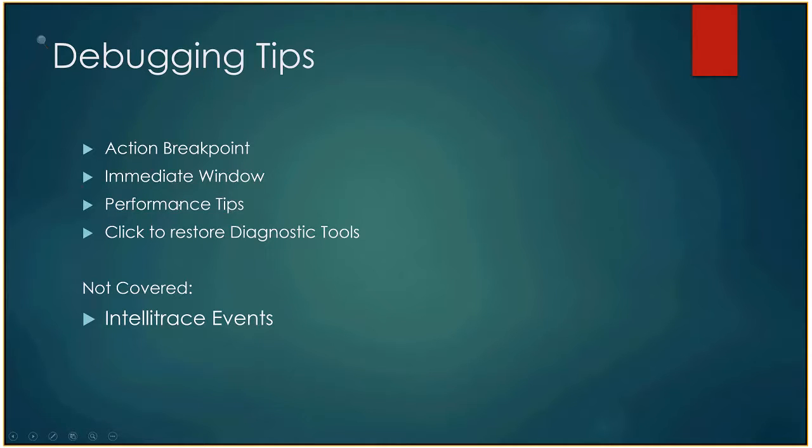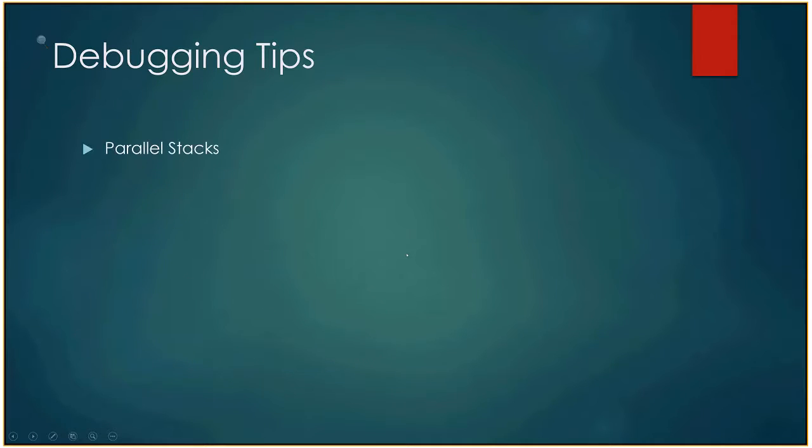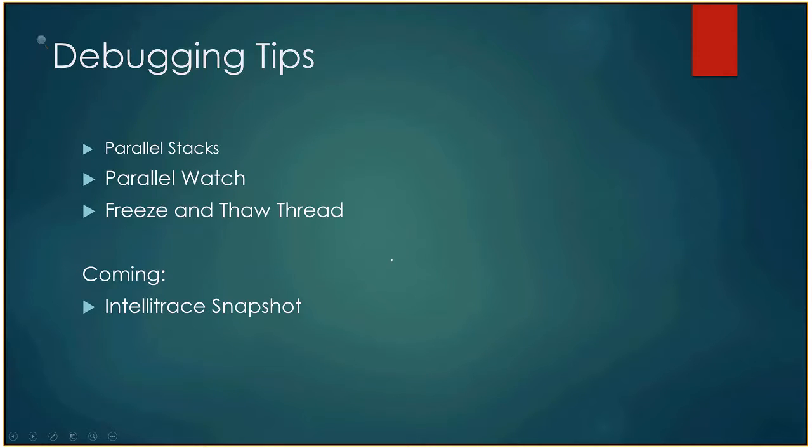Some stuff I didn't cover. You can click on that little milliseconds thing if your diagnostic tools on the right are gone. It'll bring them back. The diagnostic tools have a lot of stuff in them that we hardly ever use. At least I hardly ever use. You can use the events tab. You can do historical debugging, etc. Exception settings, parallel stacks, parallel watch, freeze and thawing threads, things that are not in 2017 yet, IntelliTrace snapshots, and step back button. So undo, it's kind of cool.